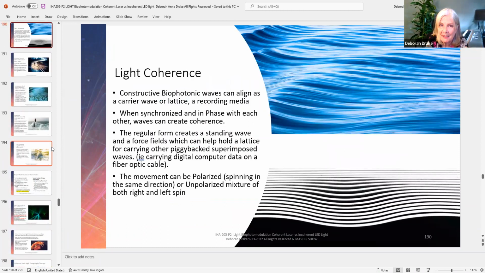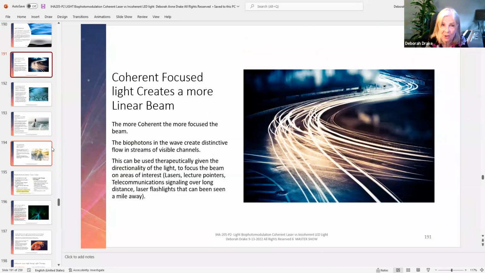Coherent light can align your body like a recording media. Light, when synchronized in phase, can create coherence. Regular standing waves and force fields can hold up a lattice of energy, piggybacking other digital waves on top of them. So if we could put down a nice bass track like that, a fundamental light track, we can piggyback other frequencies of the Genius deeper into the body through using that piggyback. And light can also be used directionally, can focus a beam on certain organs.